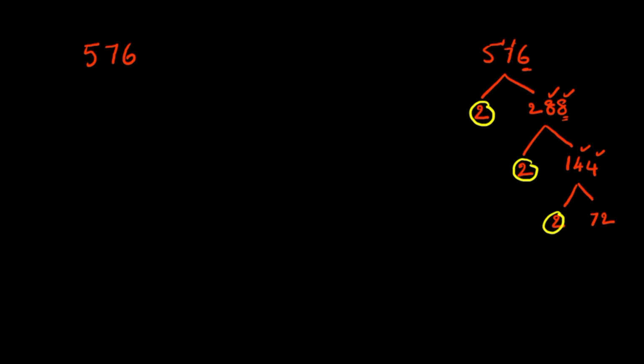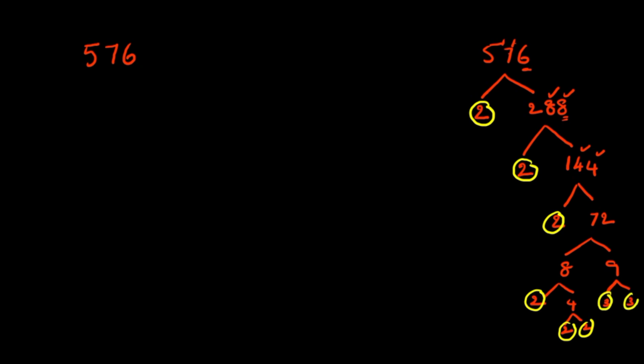Now 72, how can you write the 72? If you have any confusion writing the 72, better you can write it as 8 nines are 72, but 8 and 9 are not prime numbers, those are composite numbers. So this 8 we can write again as 2 fours and 4 as 2 twos. So these 2s are completely prime numbers, and this 9 can be written as 3 times 3. So these 3s are also prime numbers.